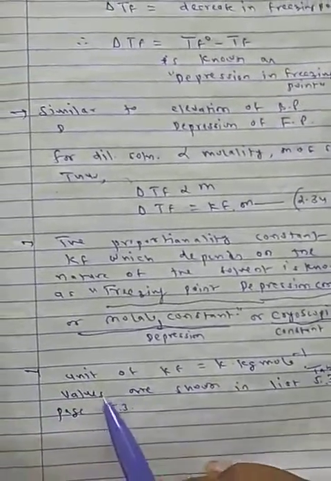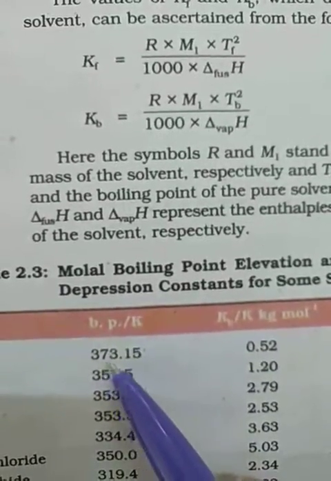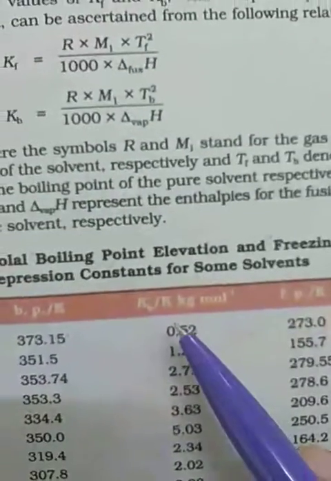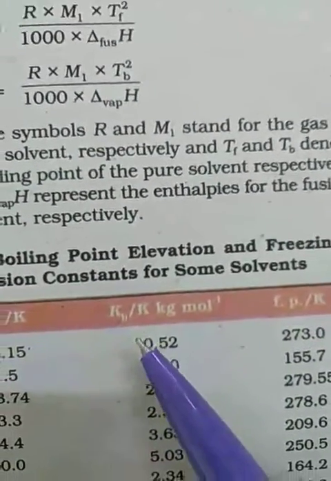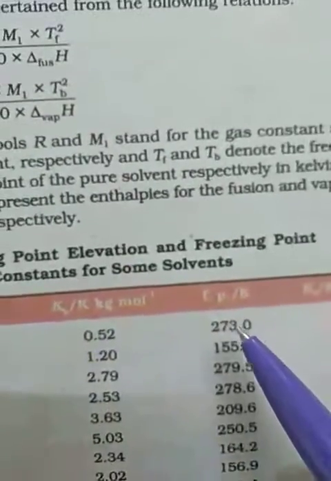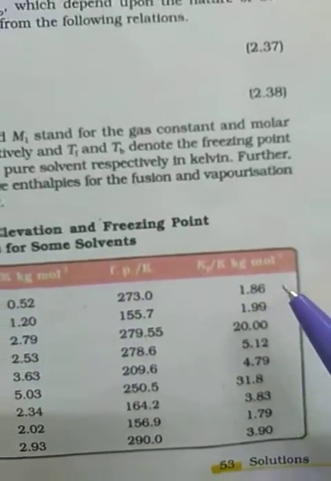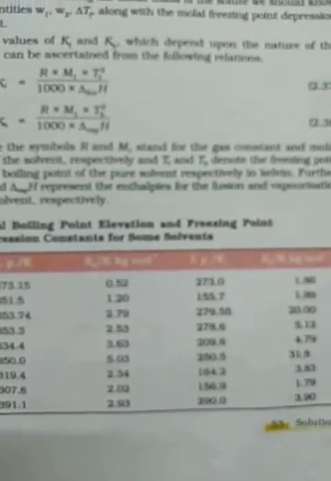In table 2.3, the values are shown in the list. You can see it on page number 53. For water, the pure solvent, the boiling point in Kelvin is 373.15. Yesterday I taught the elevation constant, and then this is the freezing constant value. All the freezing point constant values are given in table 2.3 on page number 53.